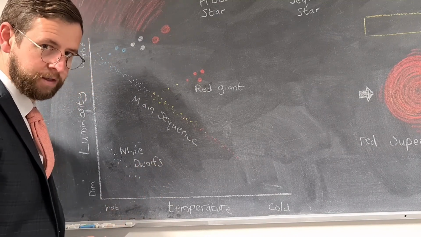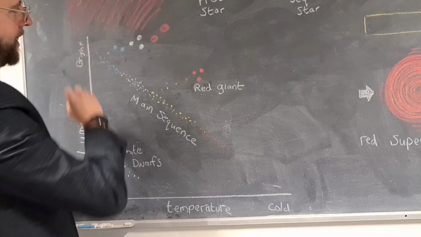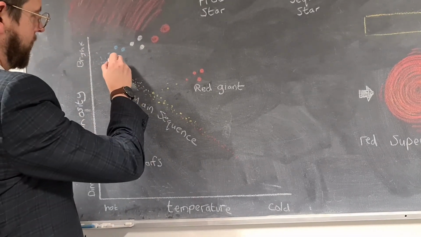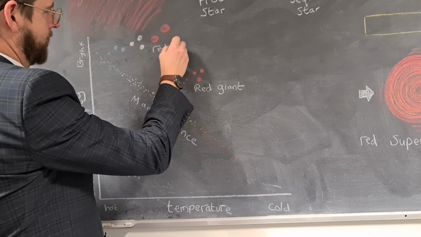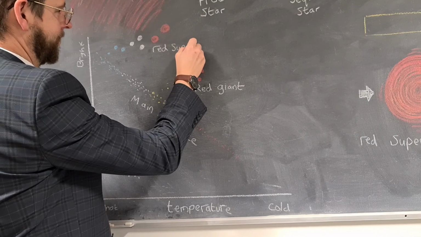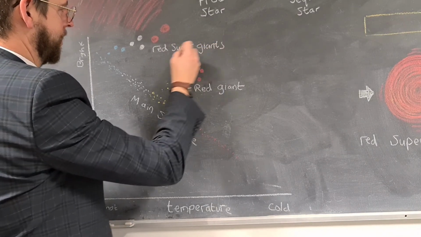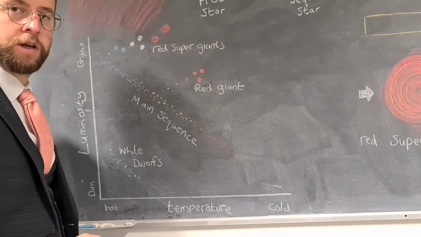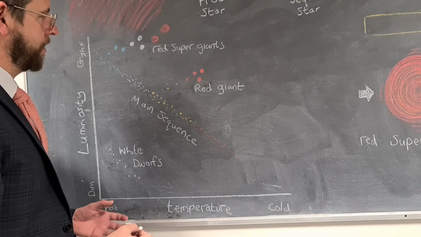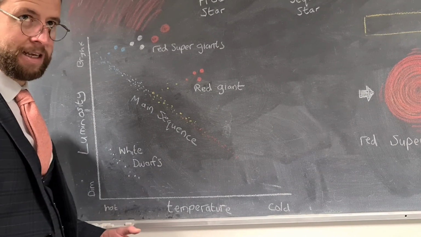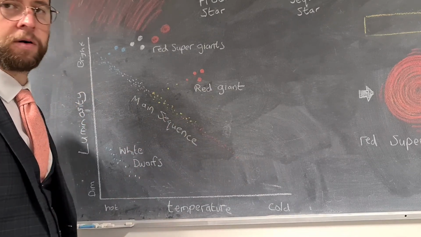White dwarfs. Now these ones up here are what happen when those high mass stars come to the end of their life. They leave the main sequence and they become the red supergiants. These ones are the ones that undergo a supernova. The neutron star and the black hole don't give out any light in the visible part of the spectrum, and so they're not on this diagram, they just fall off the bottom.